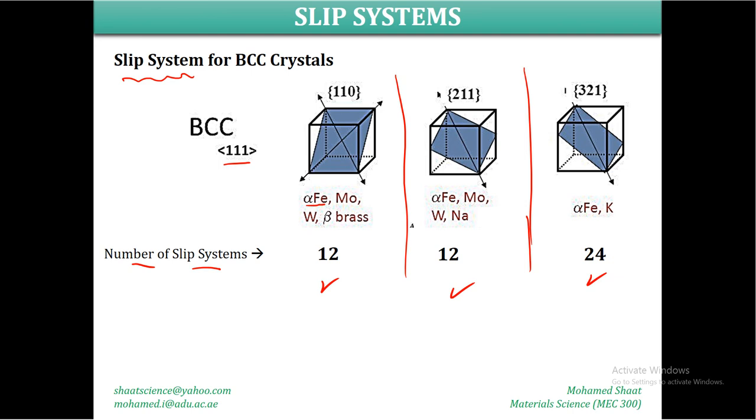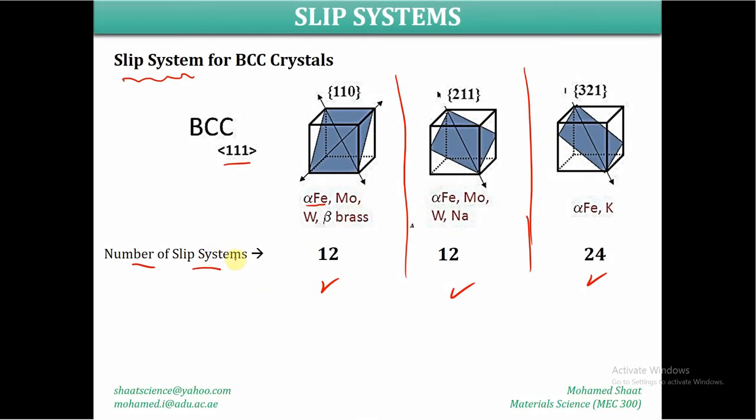But for example, molybdenum, iron, tungsten and sodium belong to another family of materials whose slip system typically follows the 211 crystallographic plane, and the direction will be the 111 direction. The same thing, iron and potassium will follow the 321 crystallographic plane, and the slip direction will be the 111 direction. So this is another slip system that could be used for these types of materials.